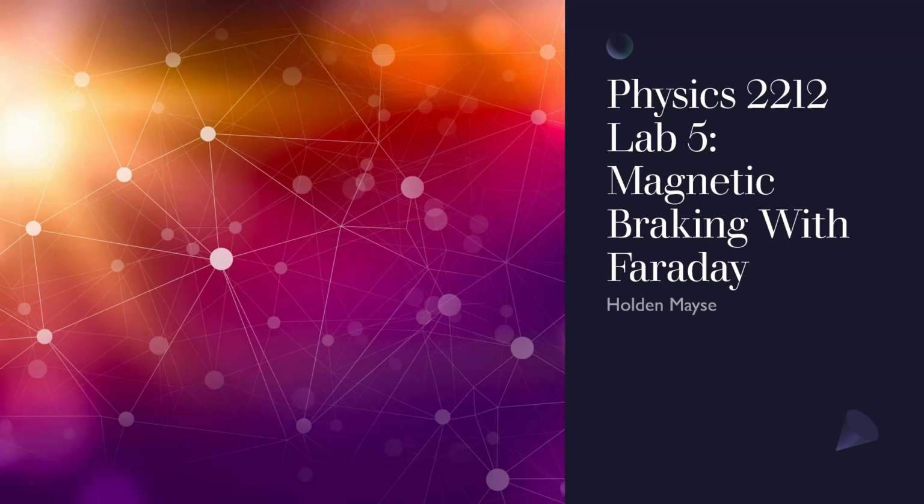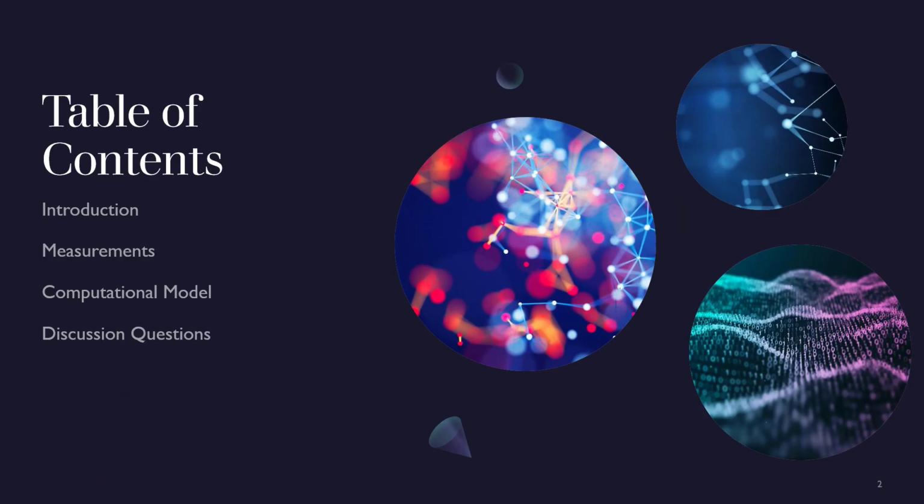My name is Holden Mays, and this is my video lab report for Lab 5 for Physics 2212 at Georgia Tech. This report will cover the lab in 4 sections, starting with an introduction to the lab and the physics principles most relevant to the lab, the measurements acquired experimentally during the lab, an overview of the computational model designed for this lab, and finishing off with a couple of discussion questions.